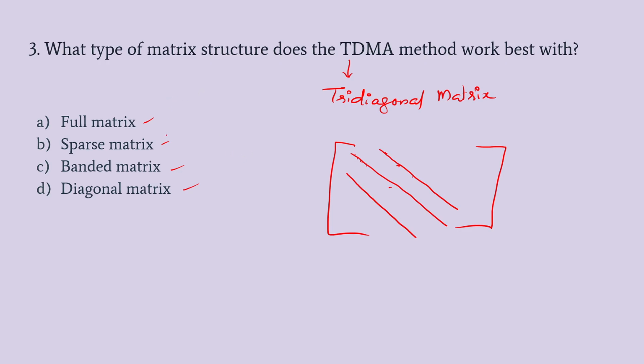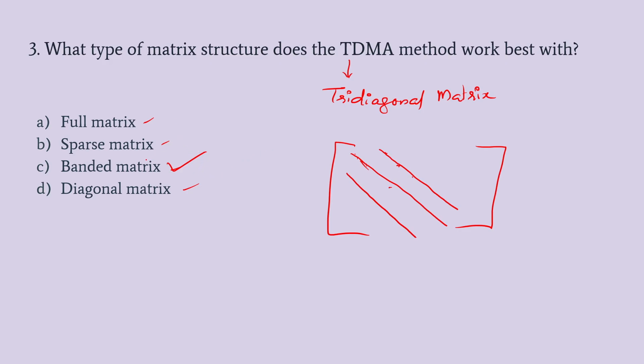So from these options, option C, banded matrix. You can see this kind of three bands. So option C is a banded matrix, and that works well with this tri-diagonal matrix description. So option C is the answer.